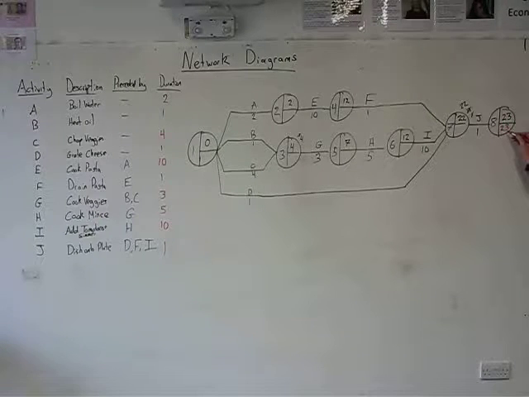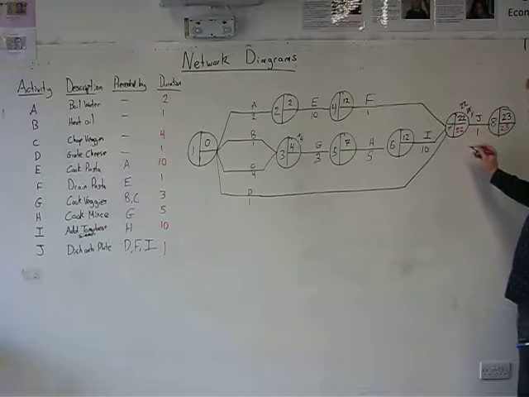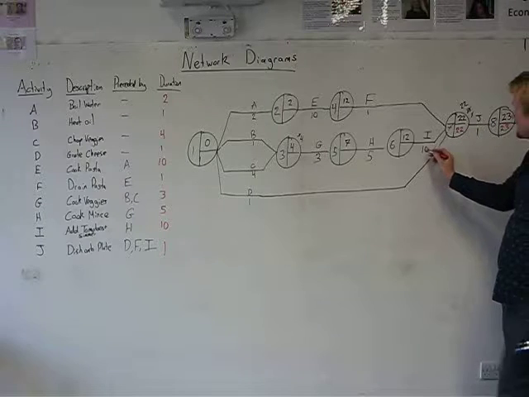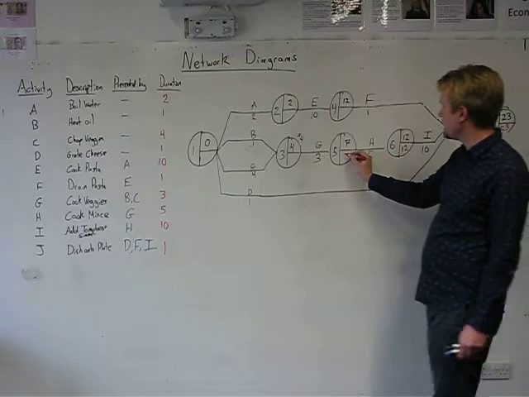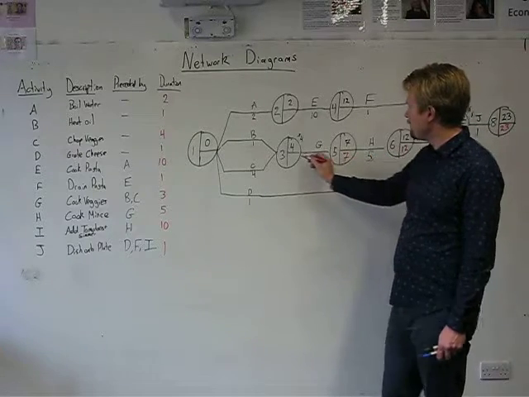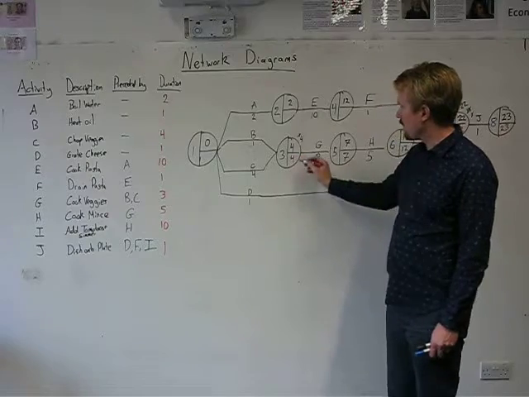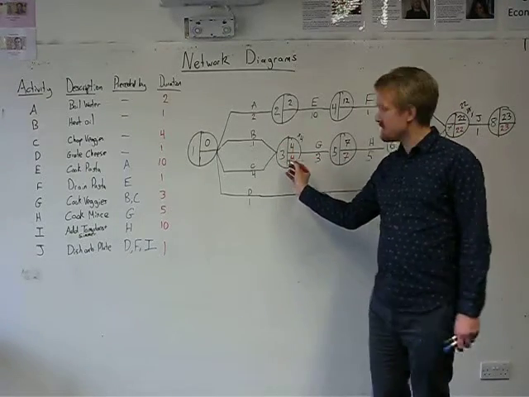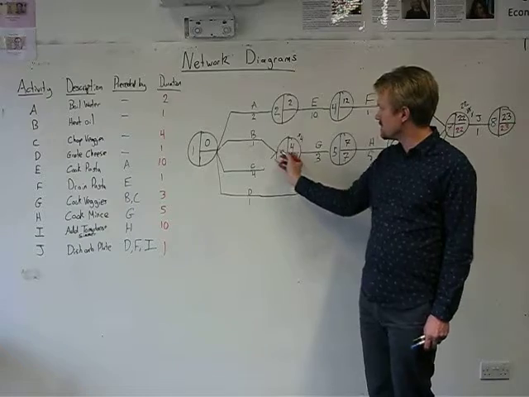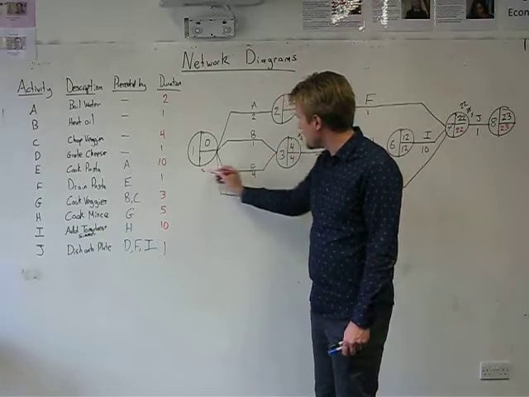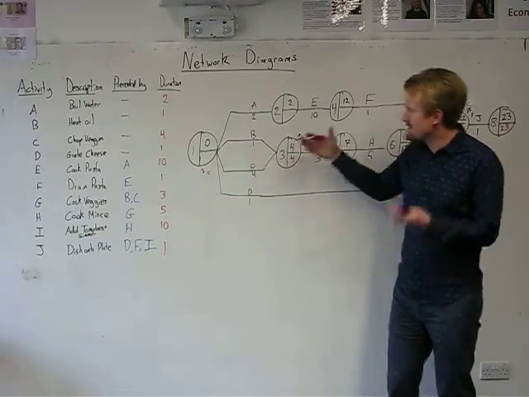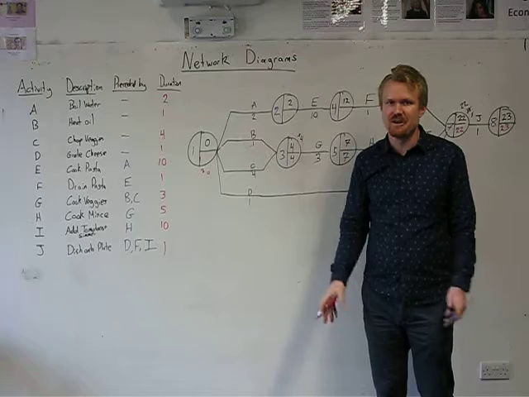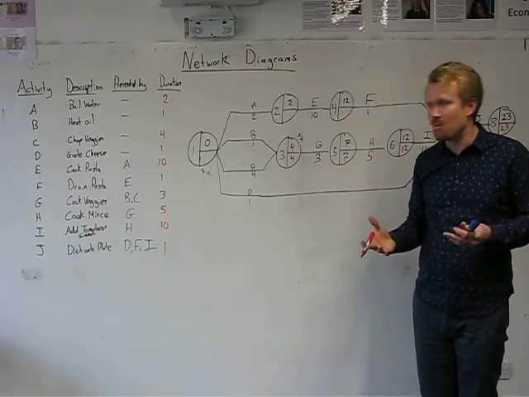I then subtract through each one. 23 minus 1 is 22. 22 minus 10 is 12. 12 minus 5 is 7. 7 minus 3 is 4. 4 minus, I'll take this route through here first. So 4 minus 1 is 3, and 4 minus 4 is 0. I'll leave those to the bottom, because as we've got multiple tasks going into this first node, I'm not sure which one's going to be the lowest yet.